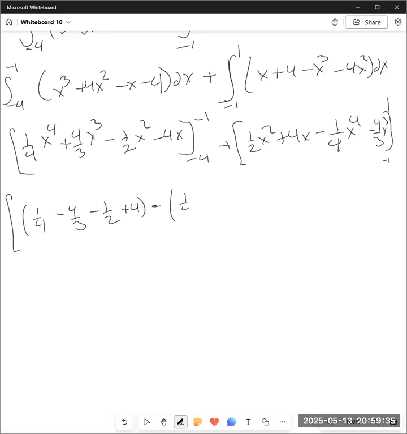1/4 of 64 times 4, 256, plus, and then negative 256 over 3. This is 120. That is 64. And then minus half of 16 is 8. And then plus 16.